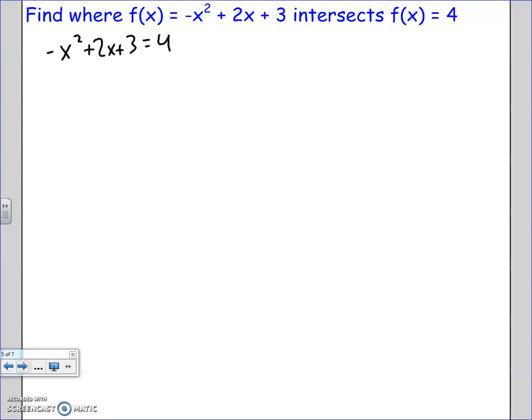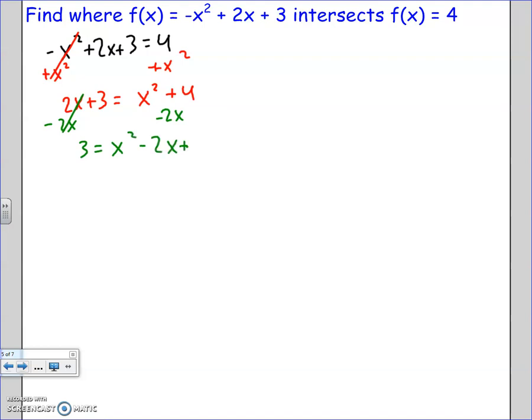I need to get everything to one side, equals 0. I move everything to the right side because I want the x squared to be positive. So I'm going to add this over. Those do not combine. So that's still 2x plus 3 equals, I'll put the x squared first, plus 4. Just got to move the 2x over, so I'll subtract that. That doesn't combine with anything either. So 3 equals x squared minus 2x plus 4. I move one more thing over. I'll subtract this 3. So this is 0 equals x squared minus 2x plus 1.